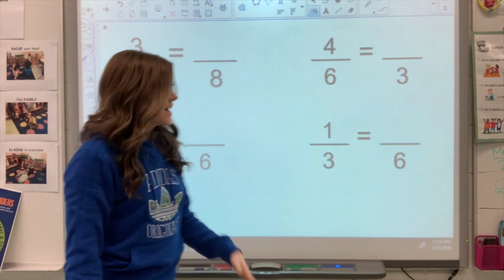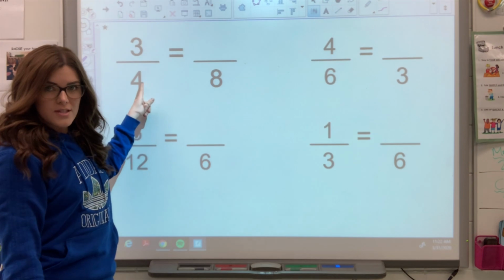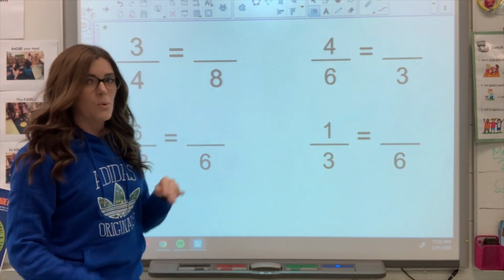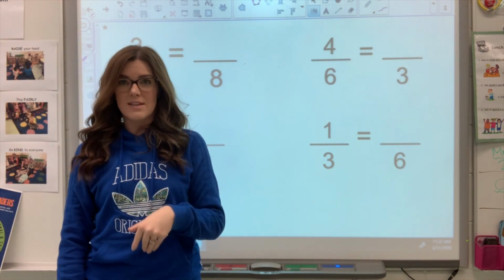Okay, and then I need you to figure out, what did I have to multiply or divide this first denominator by in order to get to this denominator here? So I want you to pause the video and try these on your own and then push play again and we'll see if you guys got the right answer.